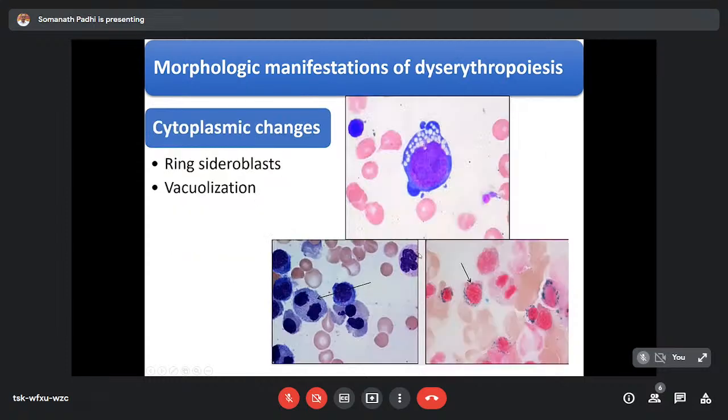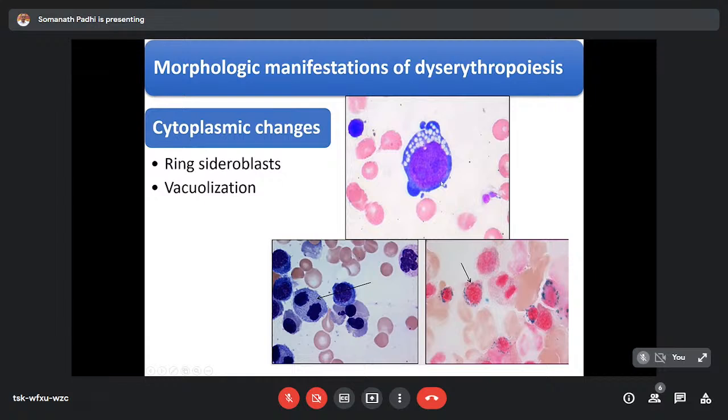Whereas in the cytoplasmic features of dyserythropoiesis, normal erythroid precursors do not show cytoplasmic vacuoles. When you see the presence of cytoplasmic vacuoles, this is a feature of dyserythropoiesis. In chronic alcoholics, those who drink heavily, this vacuolation is not uncommon. It is classically seen in those alcoholics, along with the megaloblast-like changes.